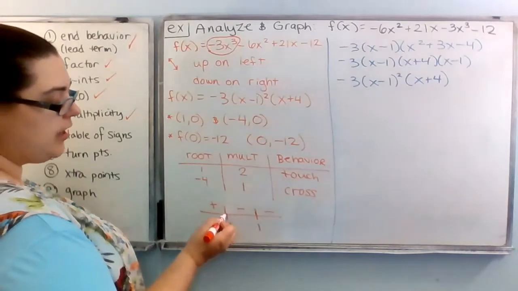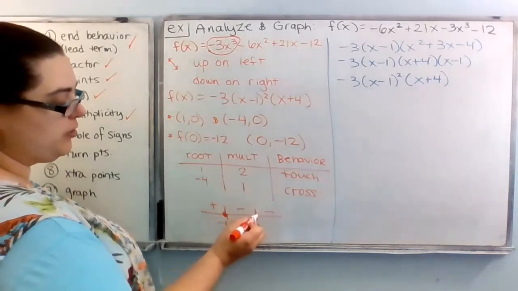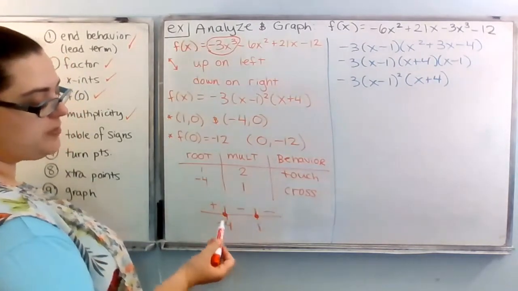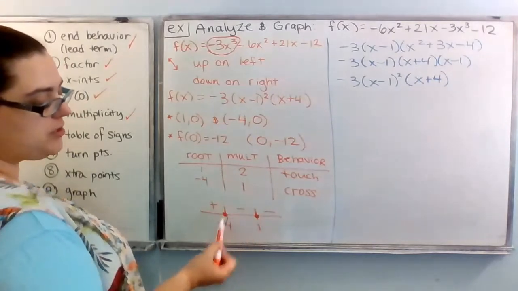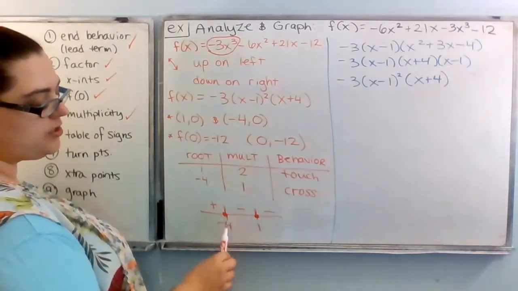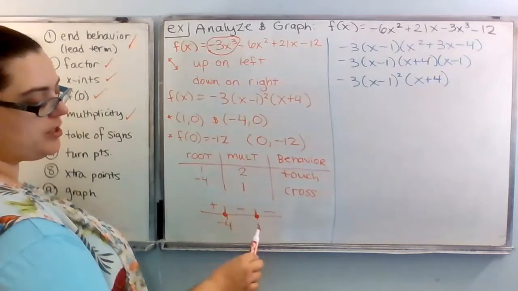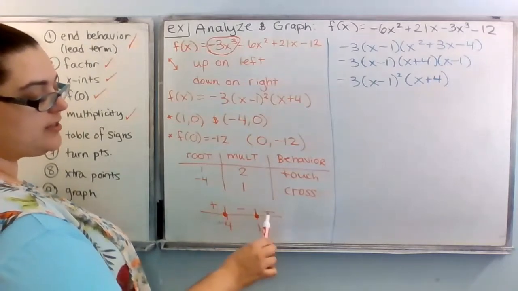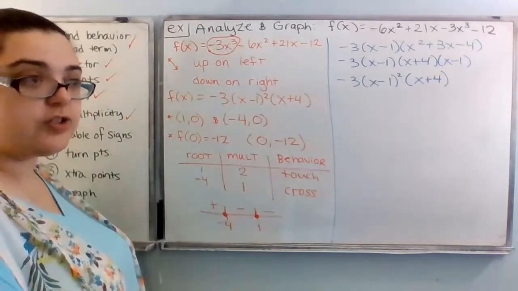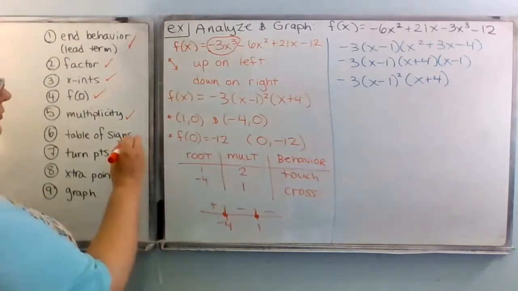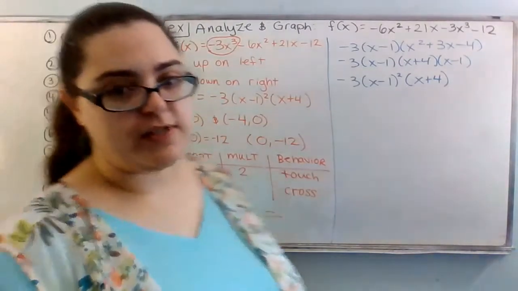And if it helps you to remember that these values came from x-intercepts, sometimes plotting that point helps us to remember that. So there was an x-intercept at -4 and an x-intercept at 1, and then these are the signs, positive or negative, of our function. So that's how we make our table of signs.